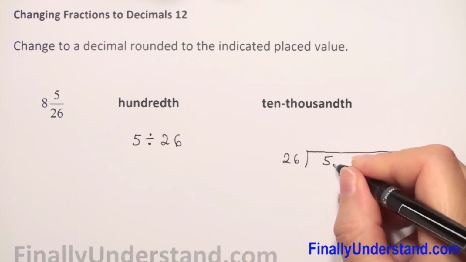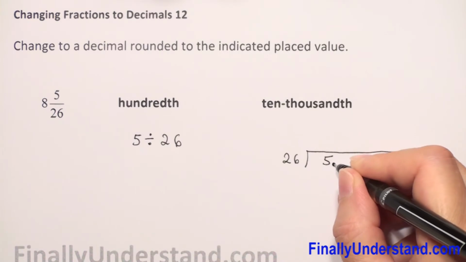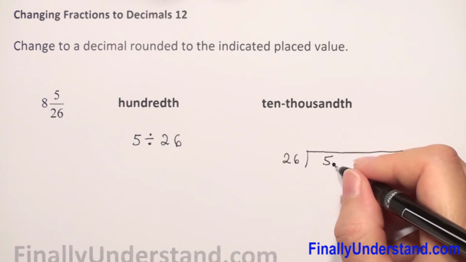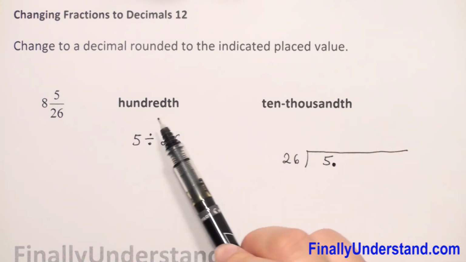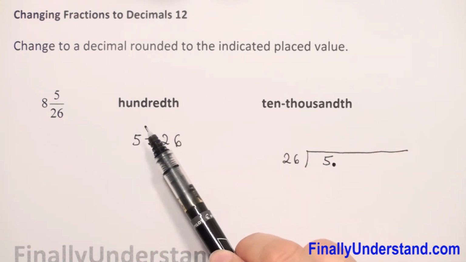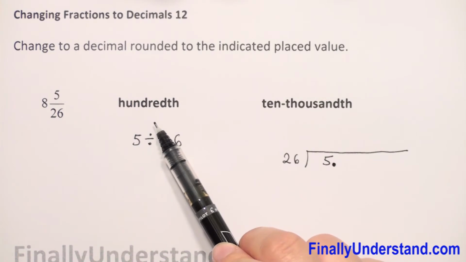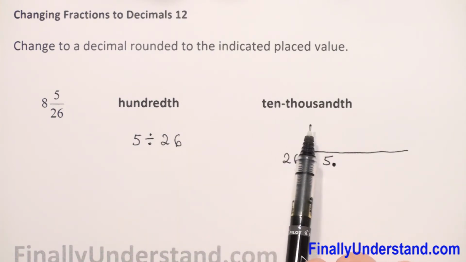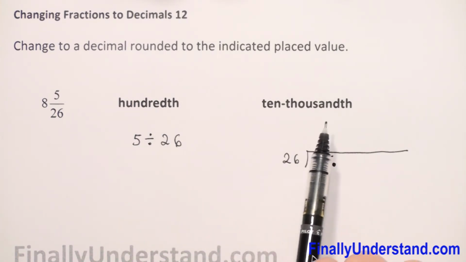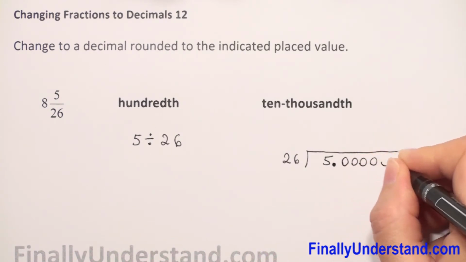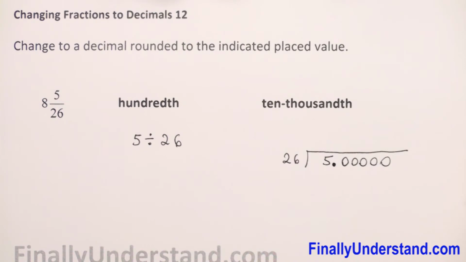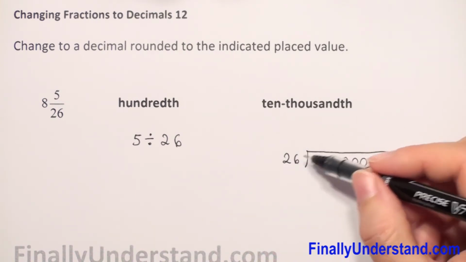After 5 is the whole number, so after 5 we can write a decimal point. Because we need to round to the 100th we need only 3 digits after the decimal point, but for the 10,000th we need 5 digits after the decimal point. So let me add 5 zeros after the decimal point. Now let's do the division.